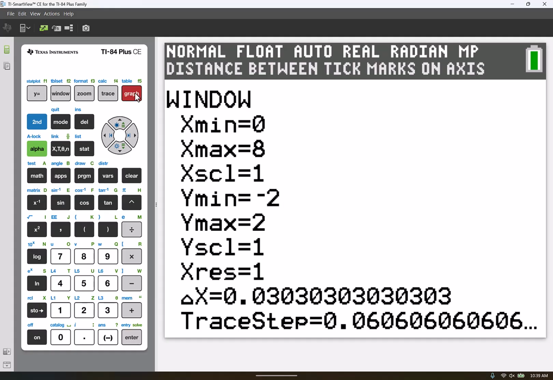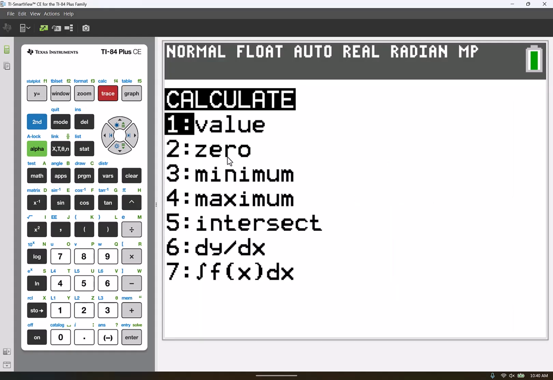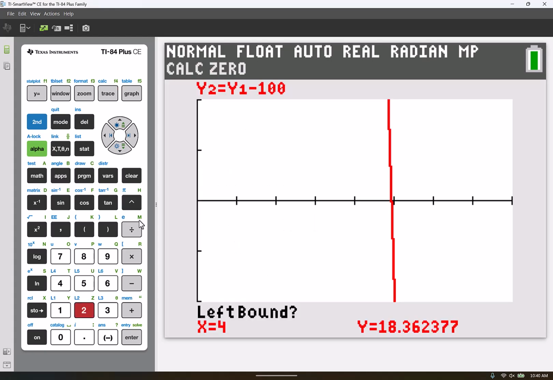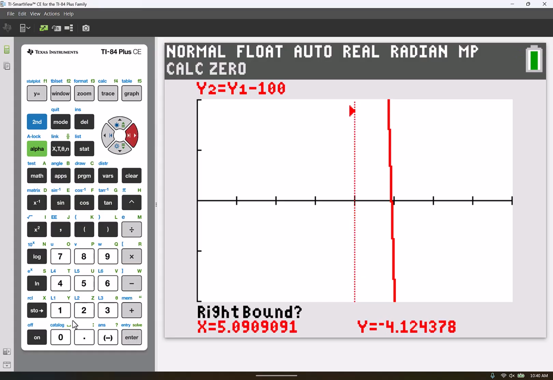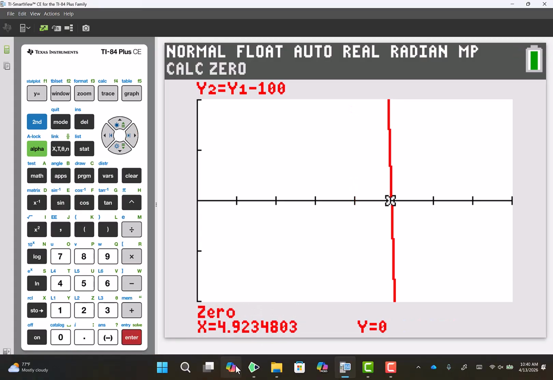All right, here we go. Good job. I crossed it once. Oh, that's where I have my max. There it is. I know that I have to cross the x-axis, so I put negative 2 and 2. All right, second, calculate, zero. There are other ways. Left bound, 4, that's fine. Right bound, move it until you see it. I guess you could also put like 7 or whatever. There it is, 4.92. That's my critical number.